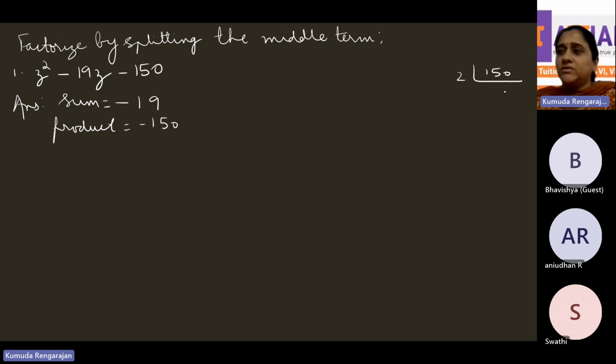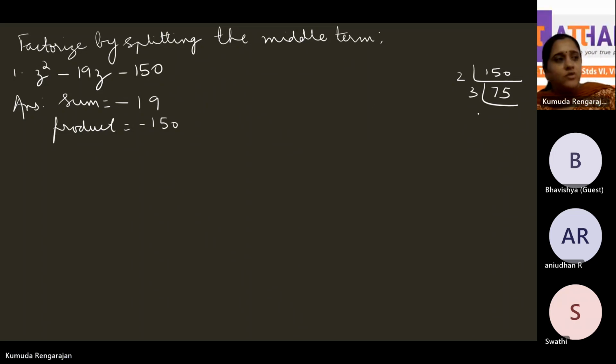So tell me, 2 how many times? 75 times. Then 3. You must use only prime factors. Do it. If you know it, you can continue and work by yourself.